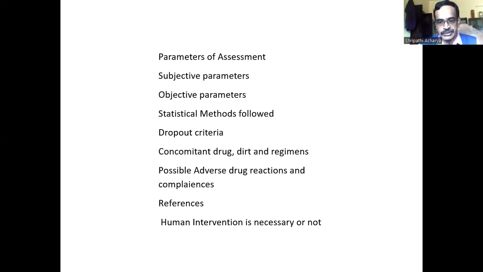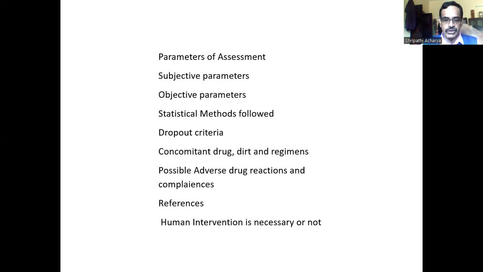Possible adverse drug reactions and compliance. What are the possible side effects after giving your treatment that you have to mention? And what steps you take to counter these side effects also has to be mentioned.